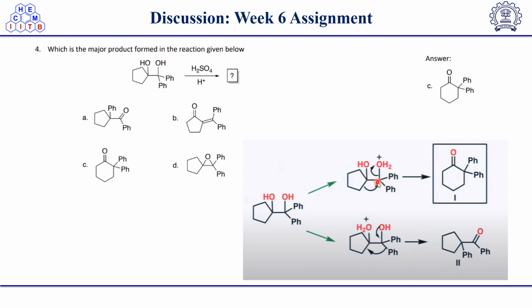gets eliminated. So one carbocation will be forming, and from that carbocation this bond will migrate to that carbocation, resulting in one positive charge here, which will be stabilized by the removal of this proton to form this corresponding ketone. And one possibility is the formation of this compound. Then another possibility is option A, that is if it is getting protonated at this hydroxyl group here.